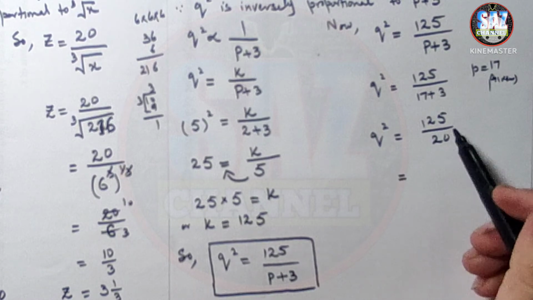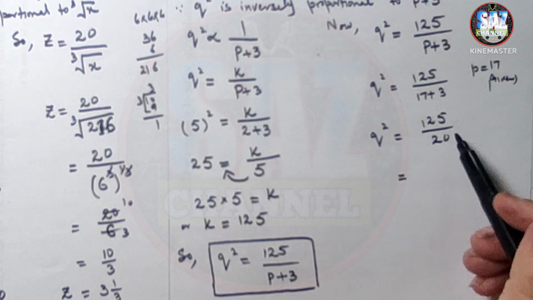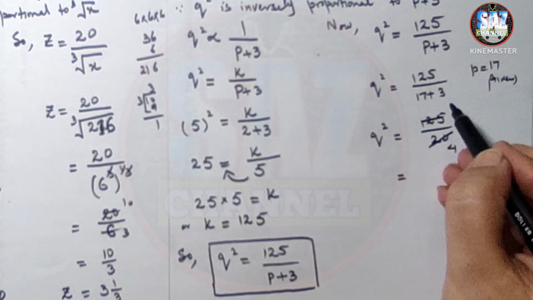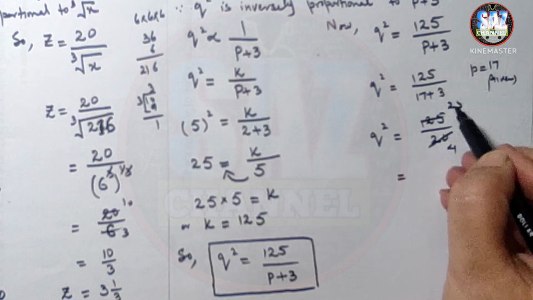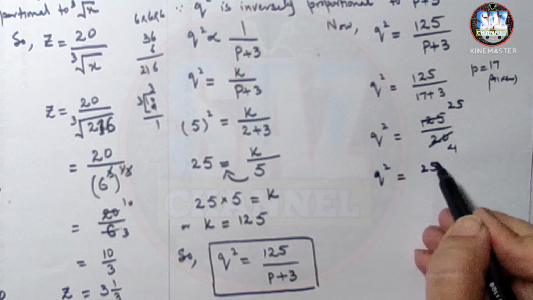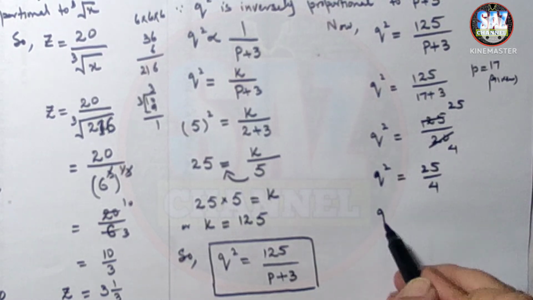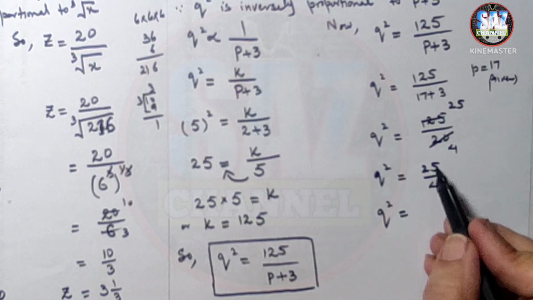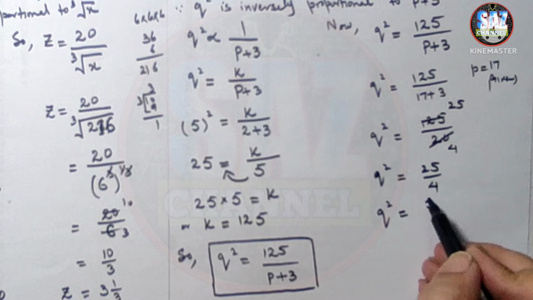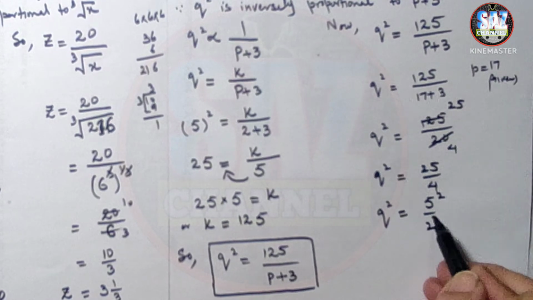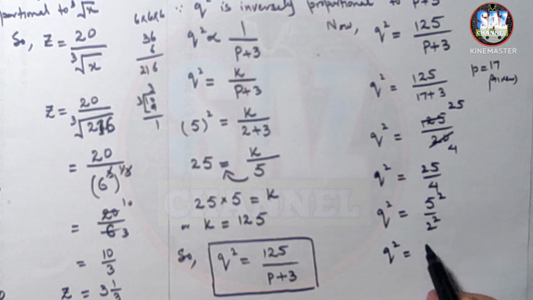So we'll think about two numbers in the numerator and denominator which are perfect squares. Let me read the table of 5. 5 1s are 5, 5 2s are 10, and 5 5s are 25. So I have q square equals 25 by 4. Now look that 25 and 4 both are perfect squares. Perfect squares of what number? 25 is 5 square, so 5 square by 2 square, or q square equals 5 by 2 whole square.